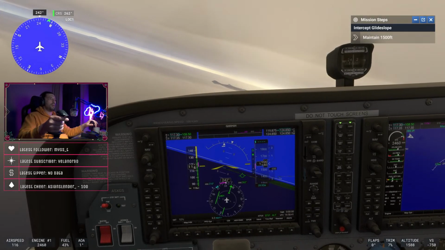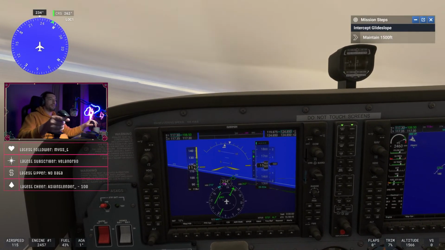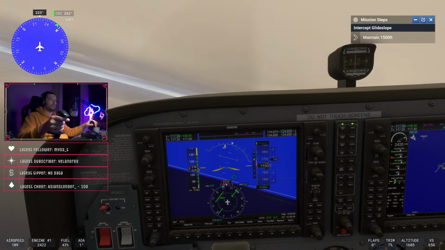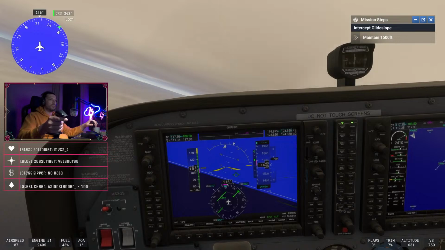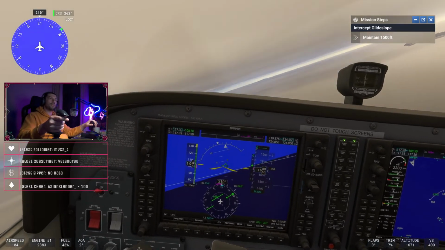Where the heck is the localizer then? Where is this thing? Okay. There it is.